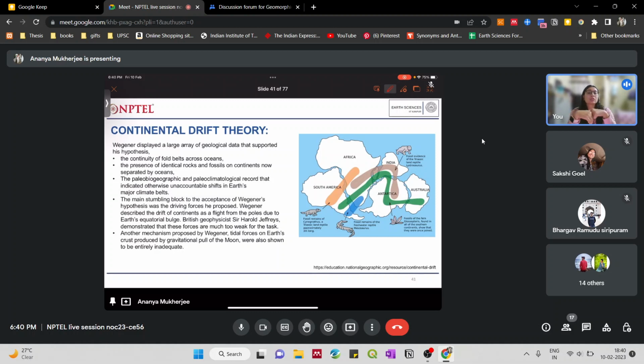And also paleobiogeographic and paleoclimatological records that were taken by researchers later on also gave the verification of this continental drift theory. So this is a short about the continental drift theory. It is important for us to know because it is one of the driving hypotheses, or the driving principles, on which the plate tectonics theory was based.